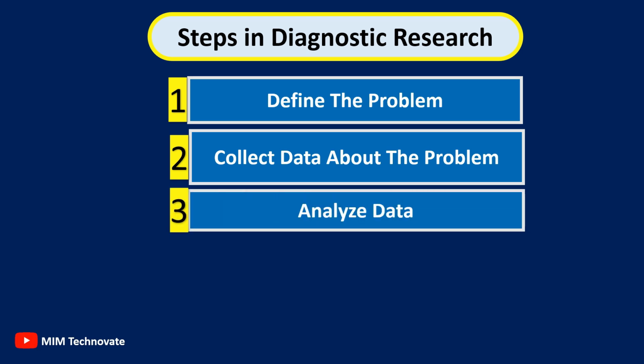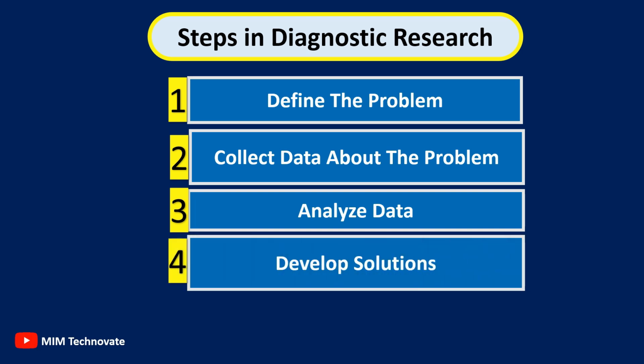Step 3 is to analyze data. The data that you collect needs to be analyzed. This would be necessary to identify the factors that are contributing to the problem. This analysis can be done using statistical methods or qualitative methods. Step 4 is to develop solutions. Once the factors that are contributing to the problem have been identified, you can develop solutions to address the problem.